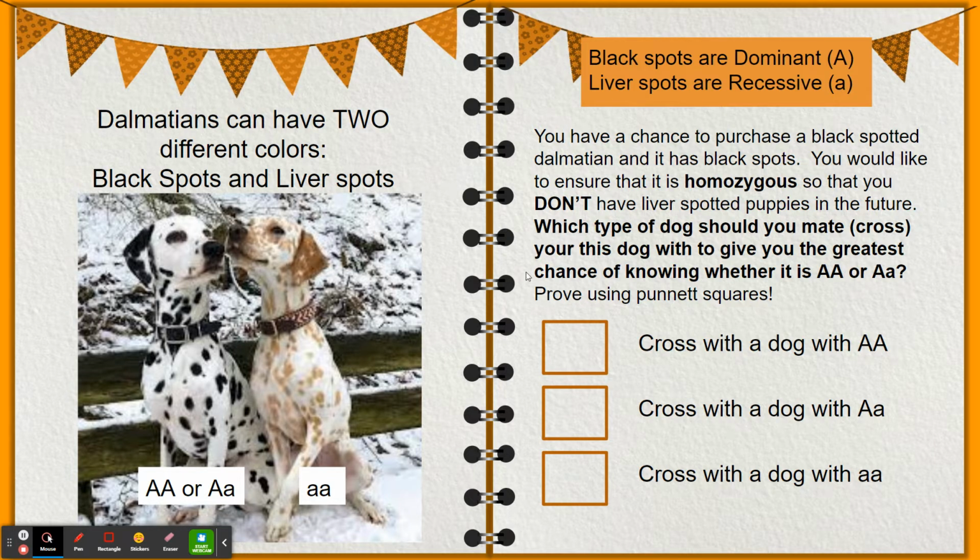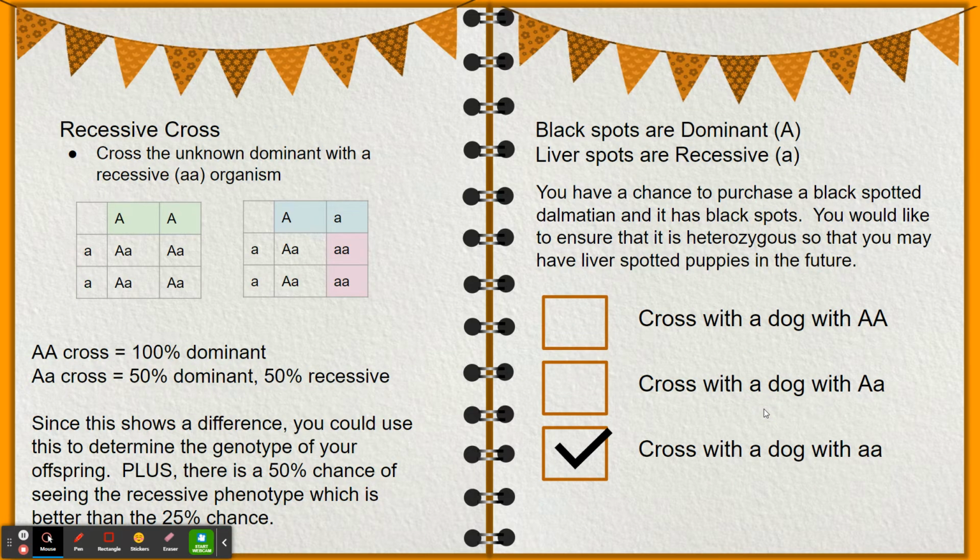And so a test cross, if you want the best chance at determining the genotype of your unknown dominant dog, you would test cross it with a little a recessive dog. Not the big A, big A, not the big A, little a, but a recessive dog. So why do we test cross with a recessive dog instead of the other two? Well, if you check out these Punnett squares, here on the top are the genotypes of my potential dog. It could be big A, big A, or it could be big A, little a.